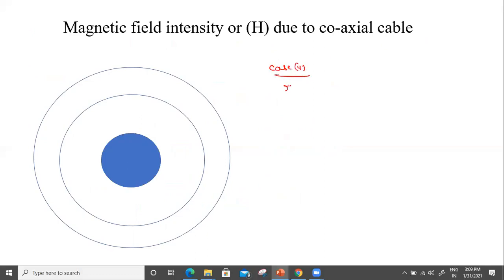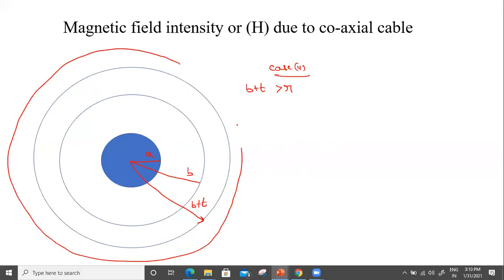For case 4, the R is this one, b plus t less than R. That means the magnetic field intensity circle is larger than b plus t. We know that this is the inner conductor radius a, this is b, this is b plus t. So these are the three different radii. So the R value will be placed outside of this, so this is the radius R.